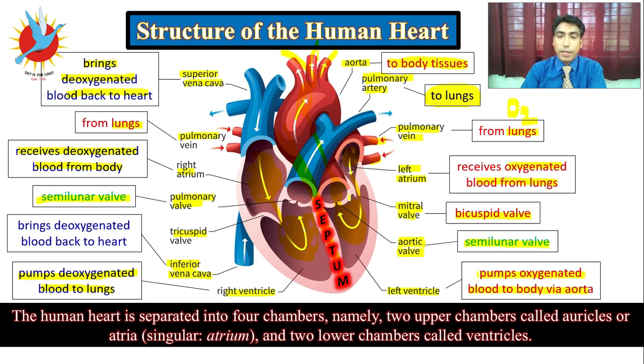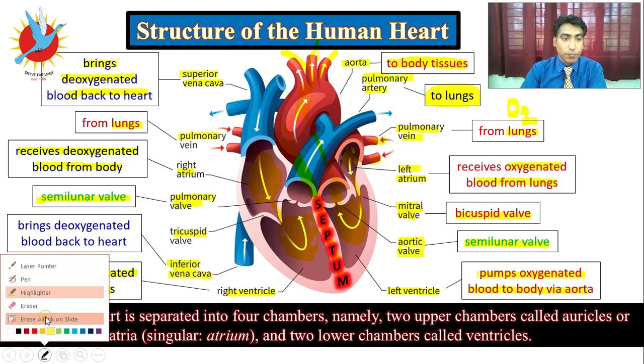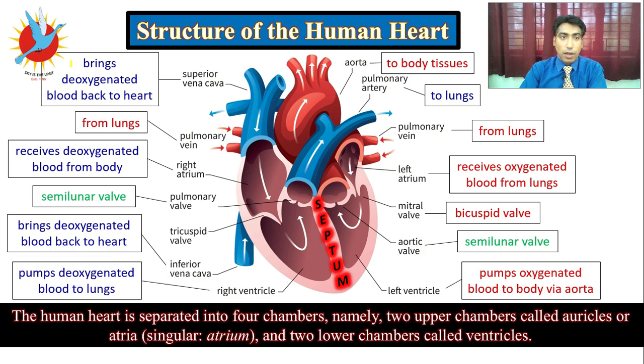Student, let me show one thing to you. These labels I have written here with the blue marking, while these labels are written here with the red marking. Red denotes the oxygenated blood, while blue denotes the deoxygenated blood, meaning the blood which is rich in carbon dioxide concentration, and the oxygenated blood is rich in oxygen concentration.